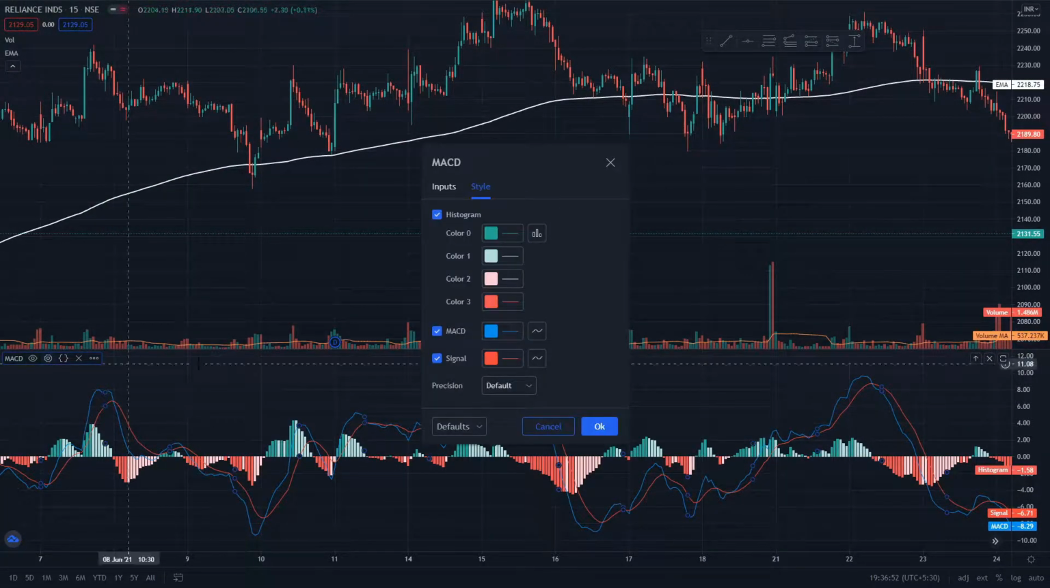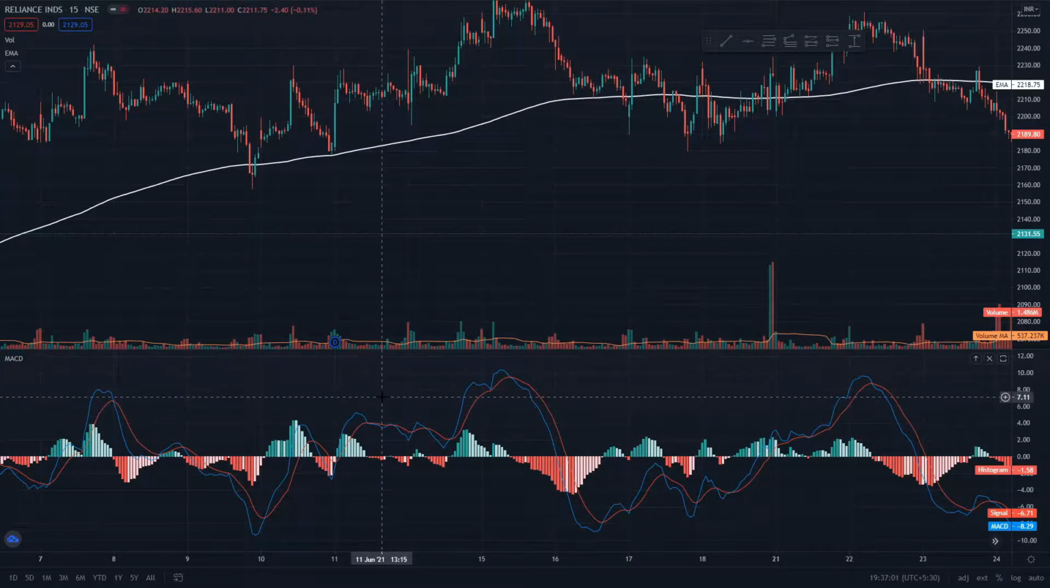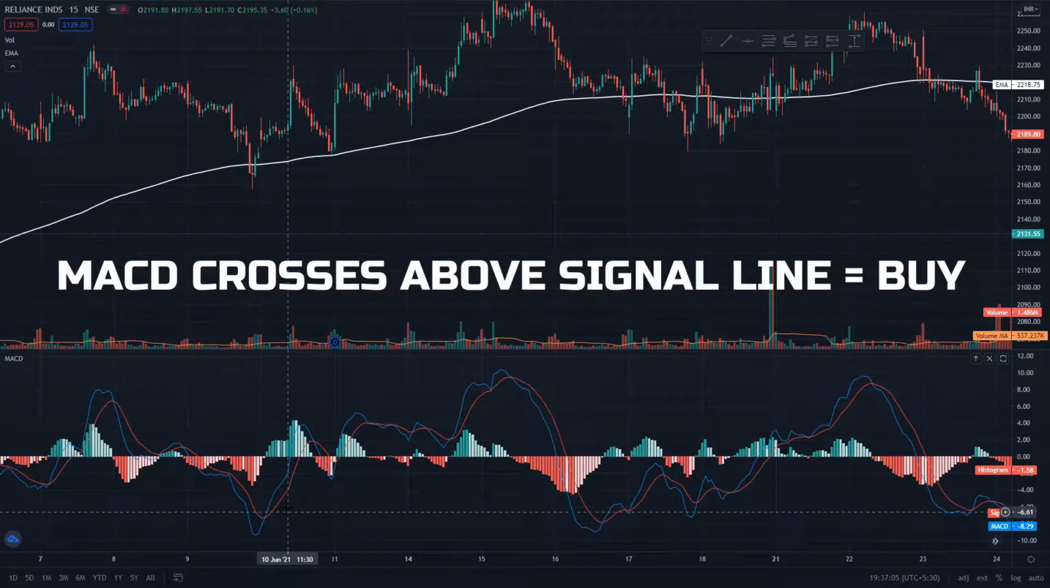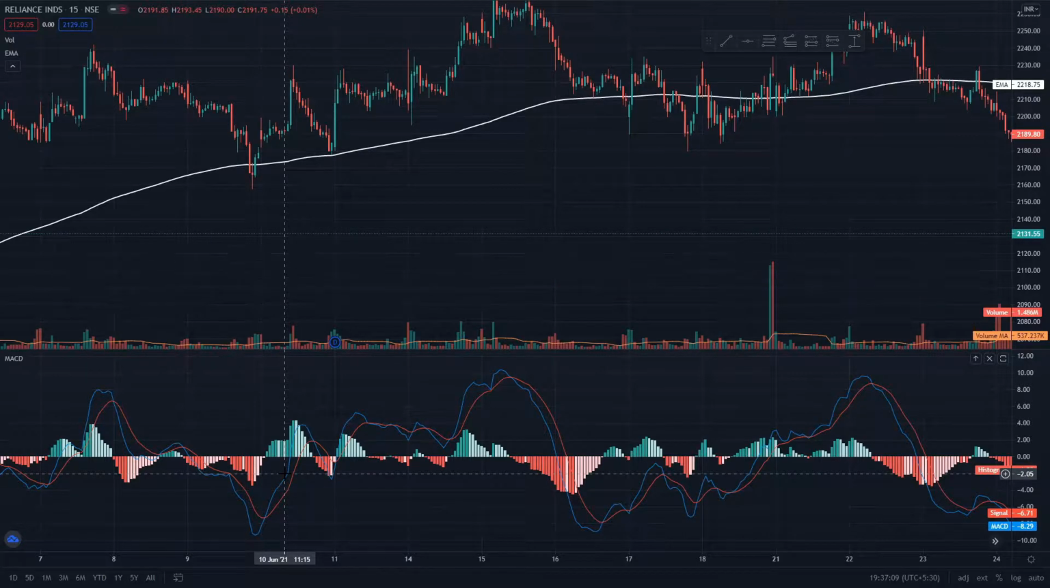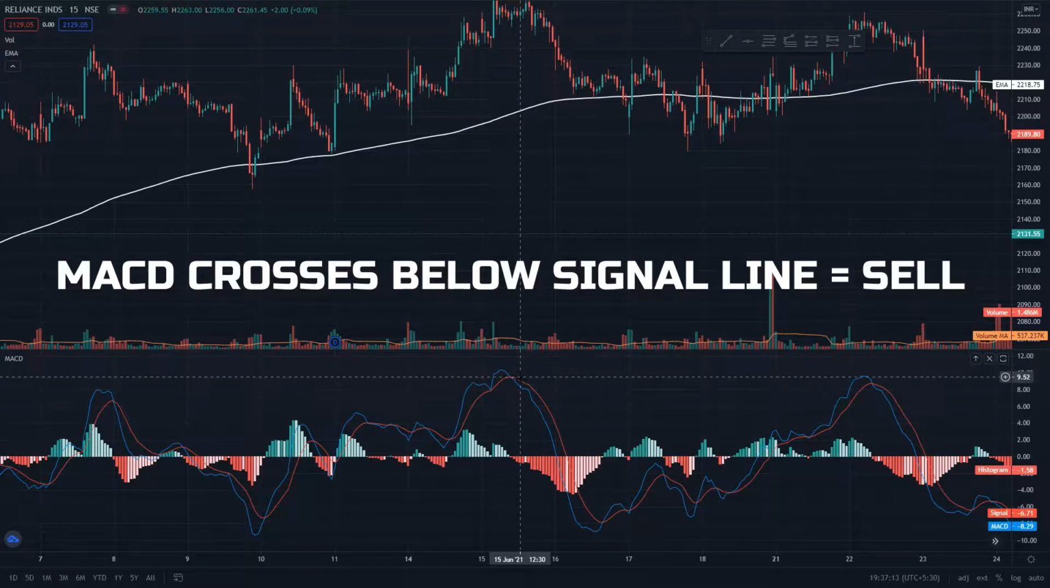By default, the MACD indicator will come with two lines, a blue line called MACD and a red line called a signal line. Well, there are a lot of MACD based strategies, but in general the MACD crossover strategy is simple. Once the MACD line crosses above the signal line, it is considered a buy signal, and when the MACD line crosses below the signal line, it is considered a sell signal.